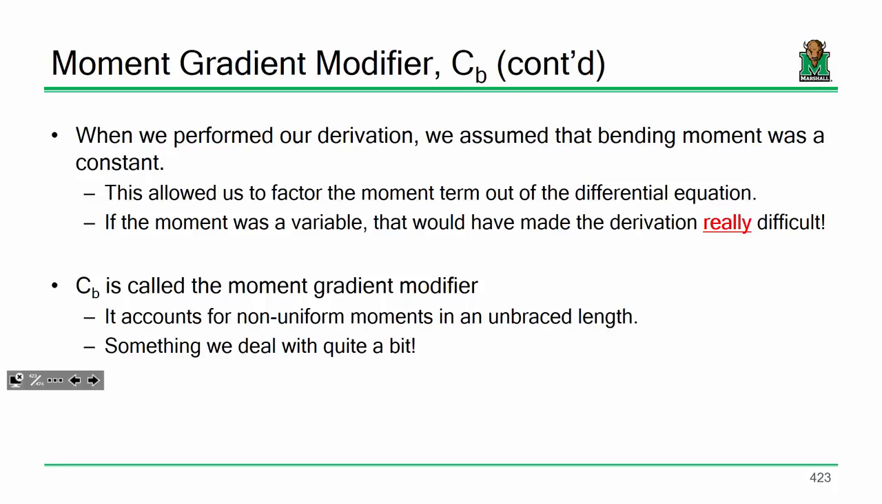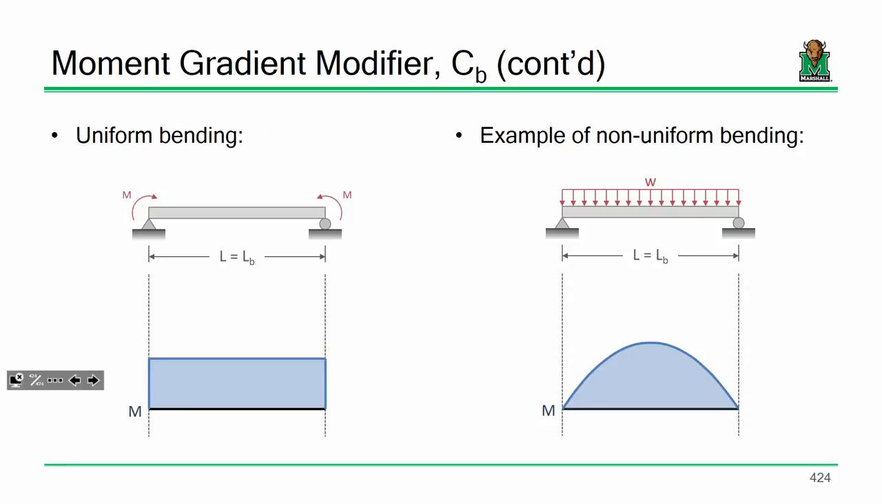No. No. No. It's actually the exact opposite. C sub b serves to increase your capacity, not decrease it. Okay? It actually works the opposite way a factor of safety does. Not quite. It's not a factor. No. Let me explain why C sub b is necessary.